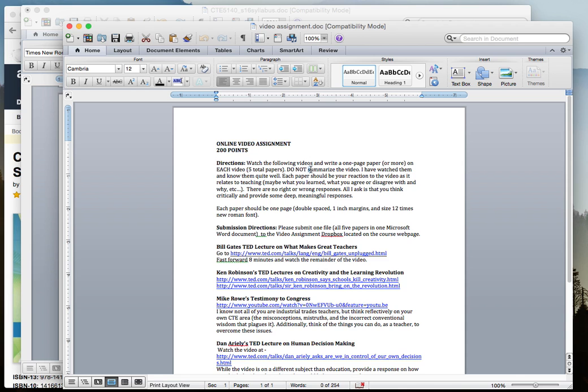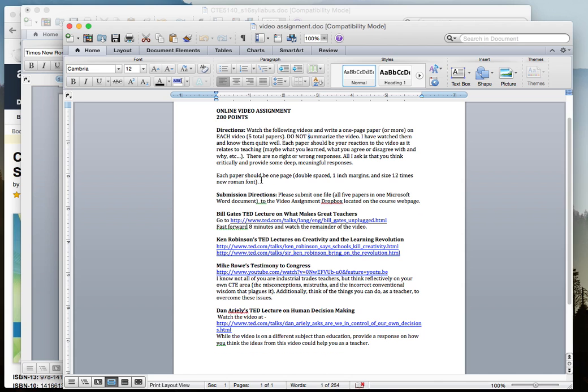This is something you're going to want to get started on sooner rather than later, because what you're going to do is write 5 papers. Now these are just 1-page papers. Double spaced, 1 to 2 pages each, so I don't think this will take you a lot of time.